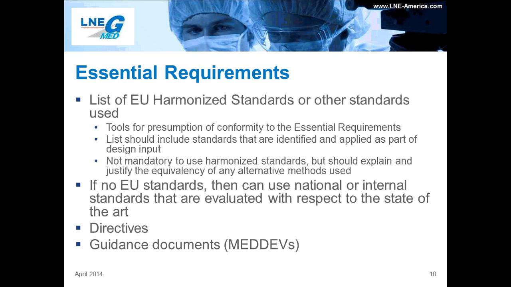The next important component of technical documentation is evidence of compliance to the essential requirements. This will be your essential requirements checklist, including references to harmonized standards applied and the common technical specifications if applicable. So harmonized standards are the tools for presumption of conformity to the essential requirements of the directive. The checklist should include any standards that are identified and applied as part of design input. So keep in mind that it is not mandatory to use harmonized standards. However, if you do not use the relevant harmonized standards, you should include an explanation and justification of equivalency of any alternative methods being used.